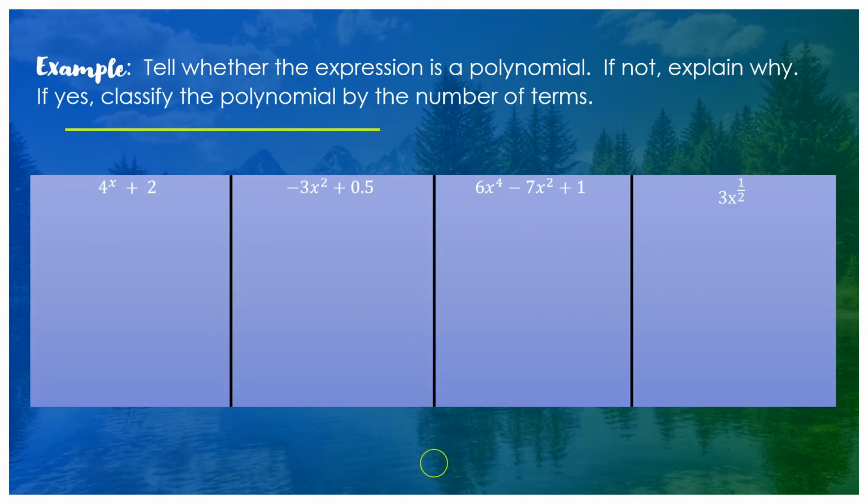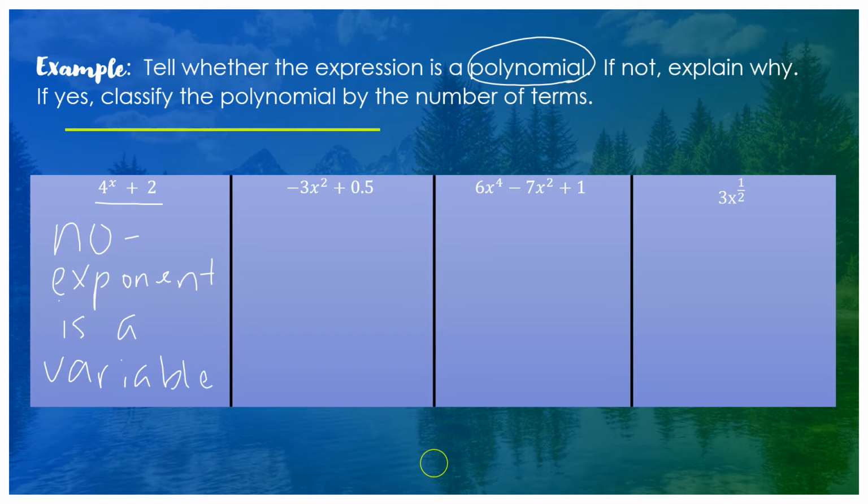So for our first example, tell whether the expression is a polynomial, and then if it's not a polynomial, explain why. If it is, we're going to classify using the definitions from the previous slide. So in order to be a polynomial, my exponents must be whole numbers. So in this first example, my exponent is a variable, so that is not going to be a polynomial. Okay, and our reasoning would be because the exponent is a variable.